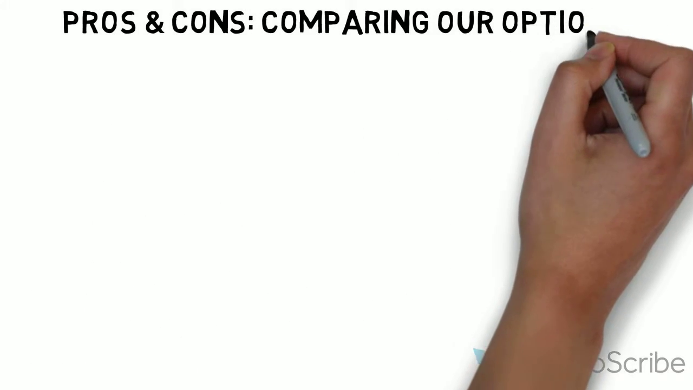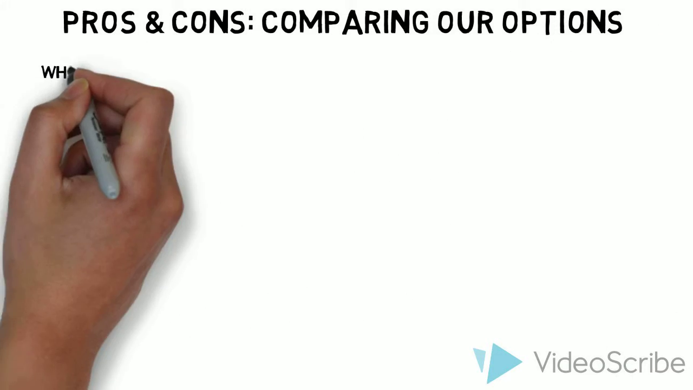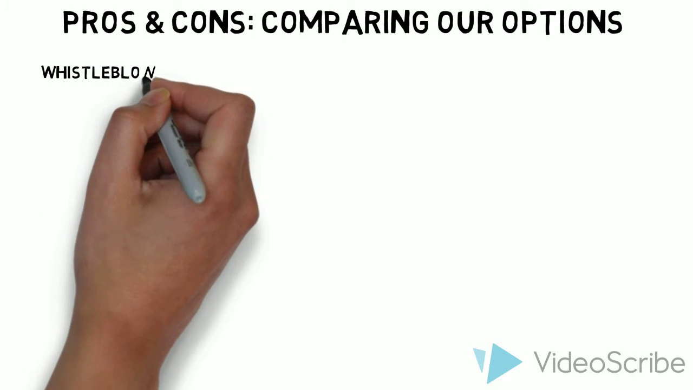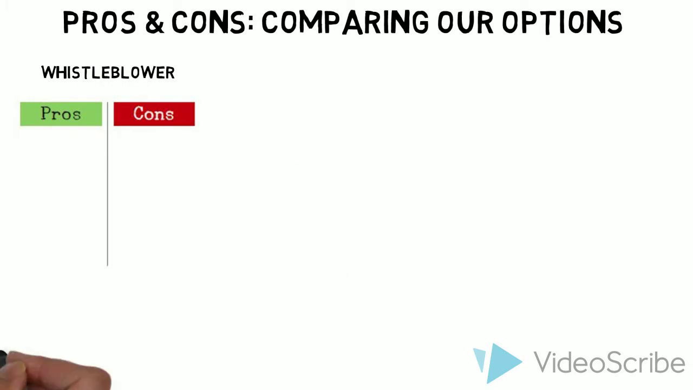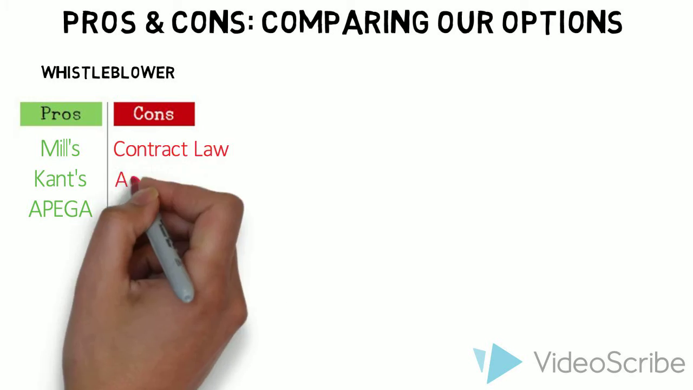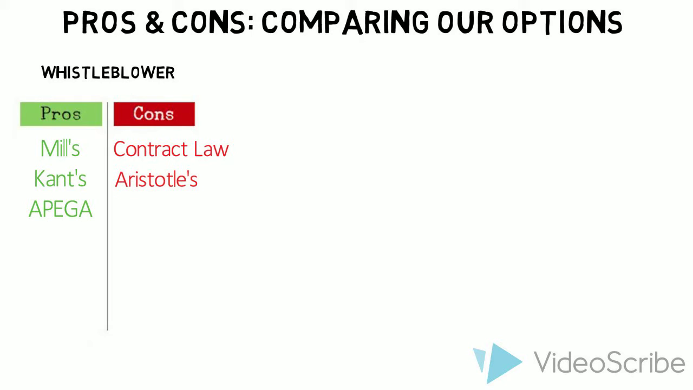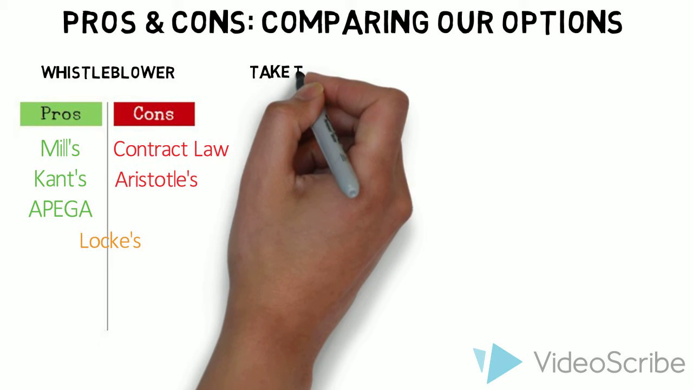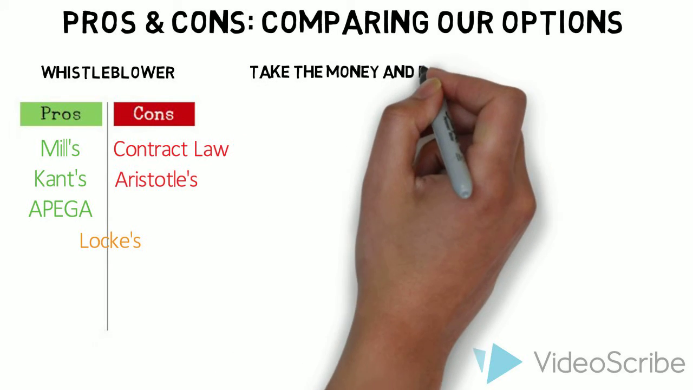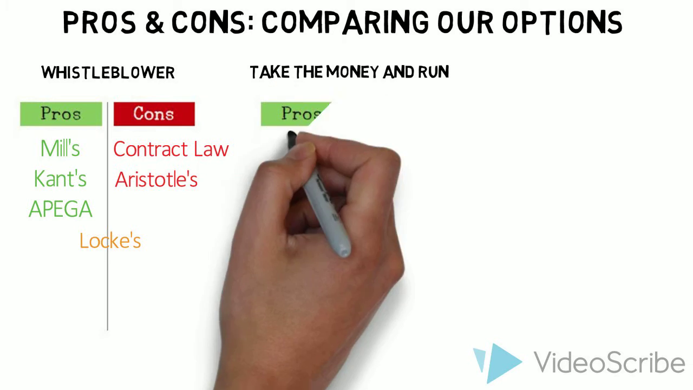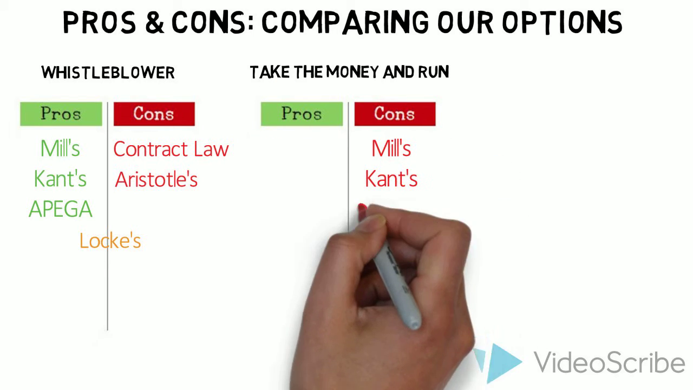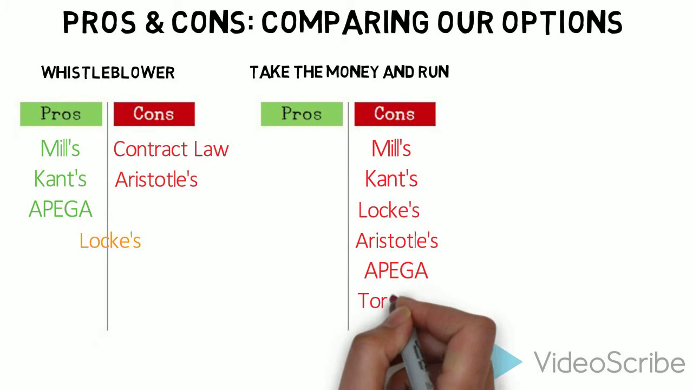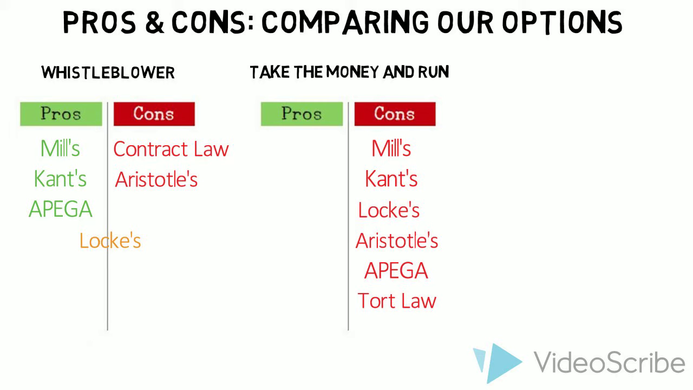Now we're going to take a second to compare our options using pros and cons tables. In our pros versus cons list, we can see that Mill's, Kant's, and ENGG's ethical theories agree with option 1, while Aristotle's golden mean is not satisfied and contract law is broken. Locke's rights-based ethics do not apply here. Looking at our second option, take the money and run, all 4 ethical theories are broken, as well as ENGG rules, and tort law is broken in this situation.